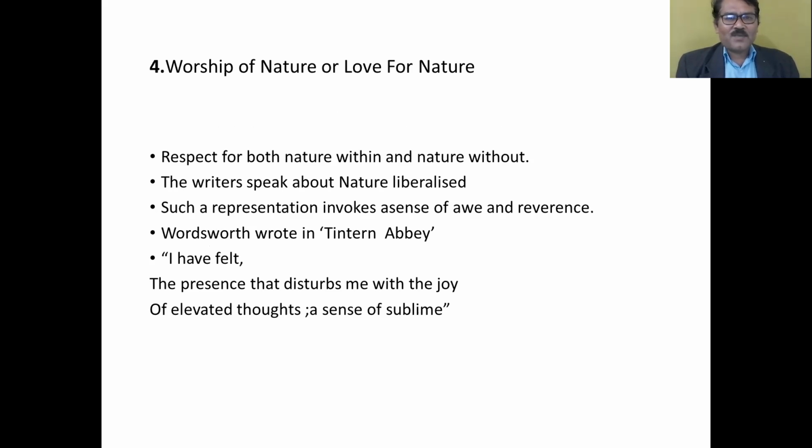The fourth one is worship of nature, a love for nature. All the Romantic poets are lovers of nature or worshippers of nature. But the way they looked at nature is something different. They respect both nature within and nature without. The writers speak about nature personified. Such a representation invokes a sense of awe and reverence.